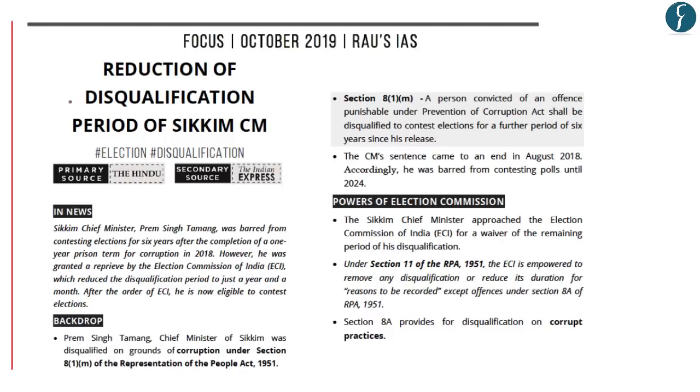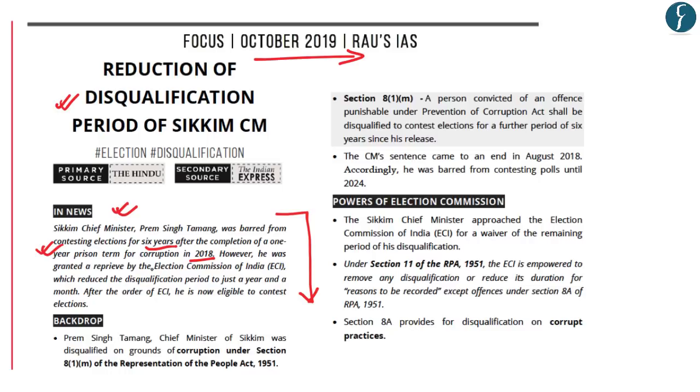Now, with respect to disqualification in Sikkim, this topic was covered in the October 2019 edition of Focus magazine, where it said that the Sikkim Chief Minister was barred from contesting elections for 6 years after completion of a 1 year prison term for corruption in 2018. So the CM of Sikkim was convicted with respect to corruption in 2018 and accordingly he was barred for 6 years as per the law.